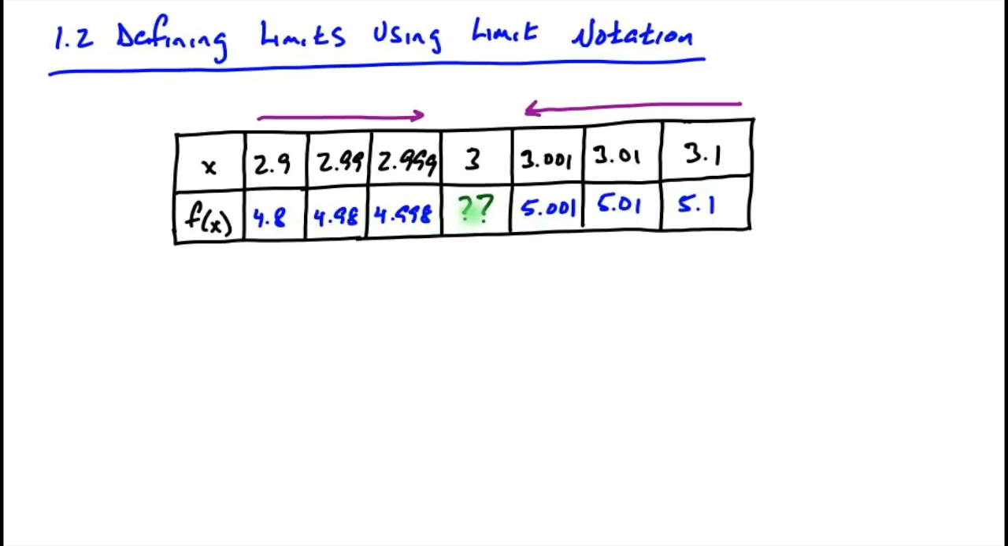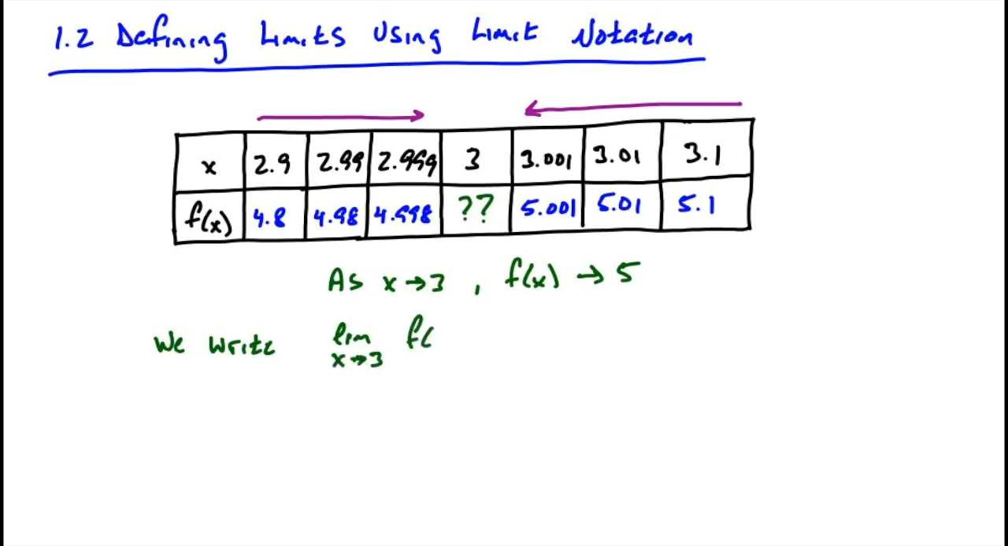And one way to write this would be to say, as x approaches 3, then f of x must approach 5. If we wanted to write this in a more standard mathematical notation, we would say the limit as x approaches 3 of our function f of x is equal to 5. And all this means is that as our x values get closer to 3 from the left and from the right, the evidence supports our function's y value should be 5.